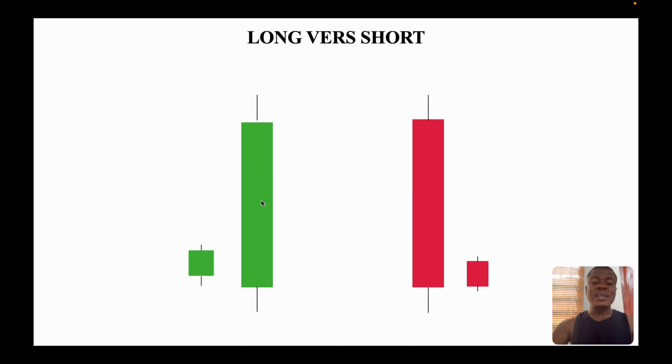This simply means that when you see a long bullish candle, it represents a high buying pressure. It means that there are a lot of buyers in the market, therefore they push the price very high within a specific time frame. So when you see a short one, it simply means less buying pressure. The buying pressure is low. The same way, when you see a long bearish candle, it means that there is a high selling pressure, and when it is very short, it means there's less selling pressure. So these are the two differences in the size of the candle.